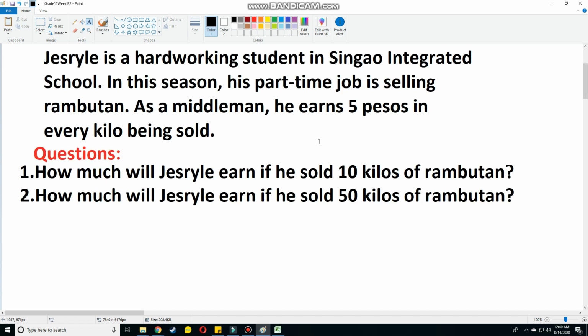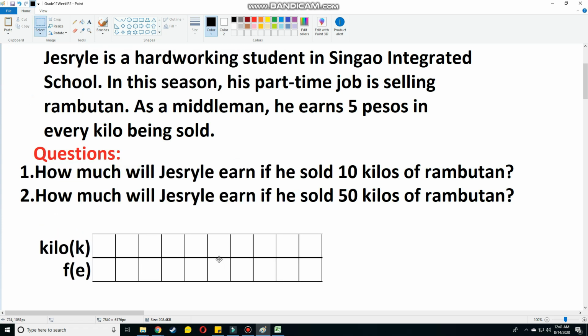Now let's have our questions. Question number 1, how much will Jasril earn if he sold 10 kilos of rambutan? Question number 2, how much will Jasril earn if he sold 50 kilos of rambutan? Okay, now in order for us to answer these questions, we may use what we call the table of values.